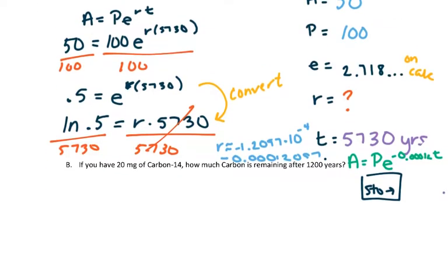Part B, again, you're going to want to know what A, P, E, R, and T are. I'm just going to put an X there. You guys know what E is. So if you have 20 milligrams of carbon, that sounds like your principal amount is 20 milligrams. How much carbon is remaining? It wants you to find the amount remaining after 1,200 years.